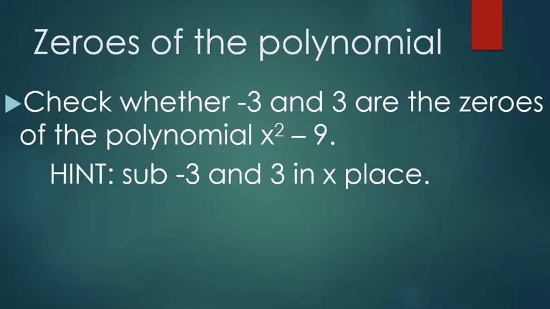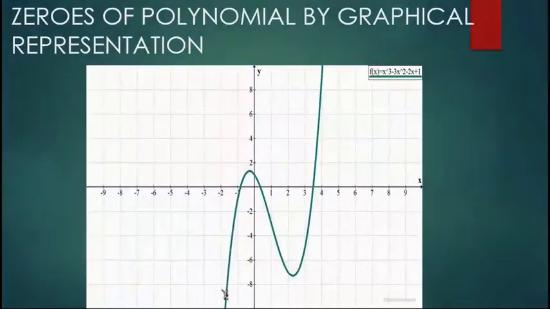So let's check. If we substitute -3 in x² - 9, x² is (-3)², which is 9. 9 minus 9 is 0. So if we substitute -3 in x's place, the value of the polynomial is 0. If you substitute 3, 3 squared is 9. 9 minus 9 is equal to 0. So -3 and 3 are zeros of the polynomial, because the value, if we substitute -3 and 3, is 0.